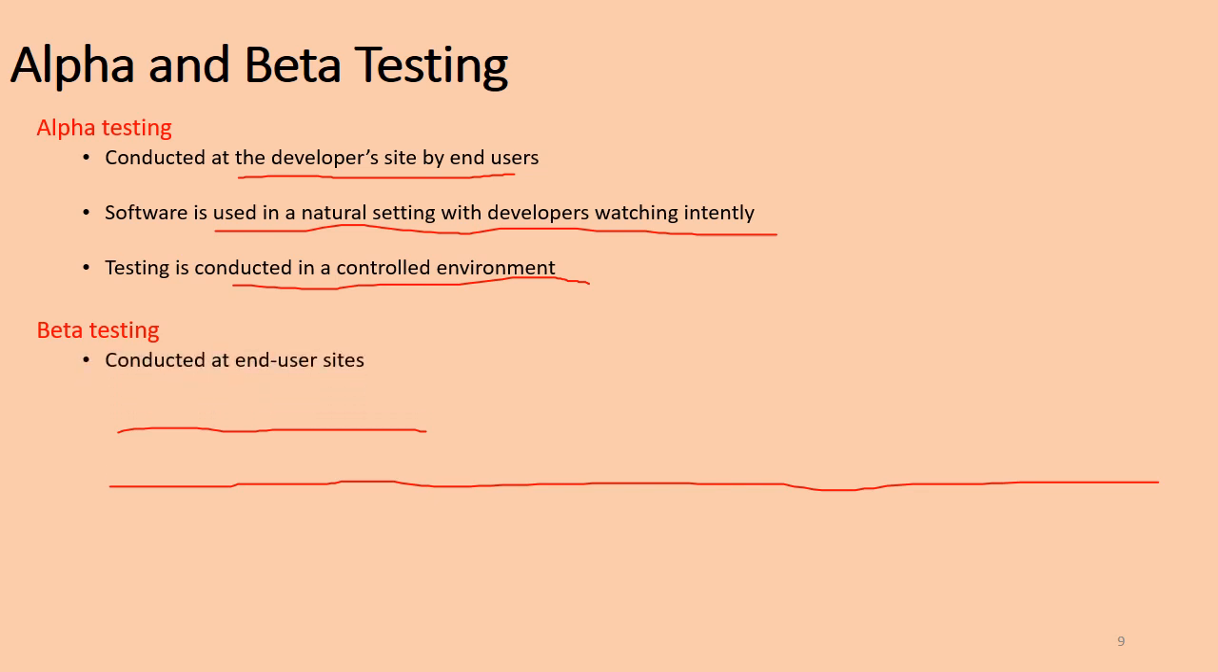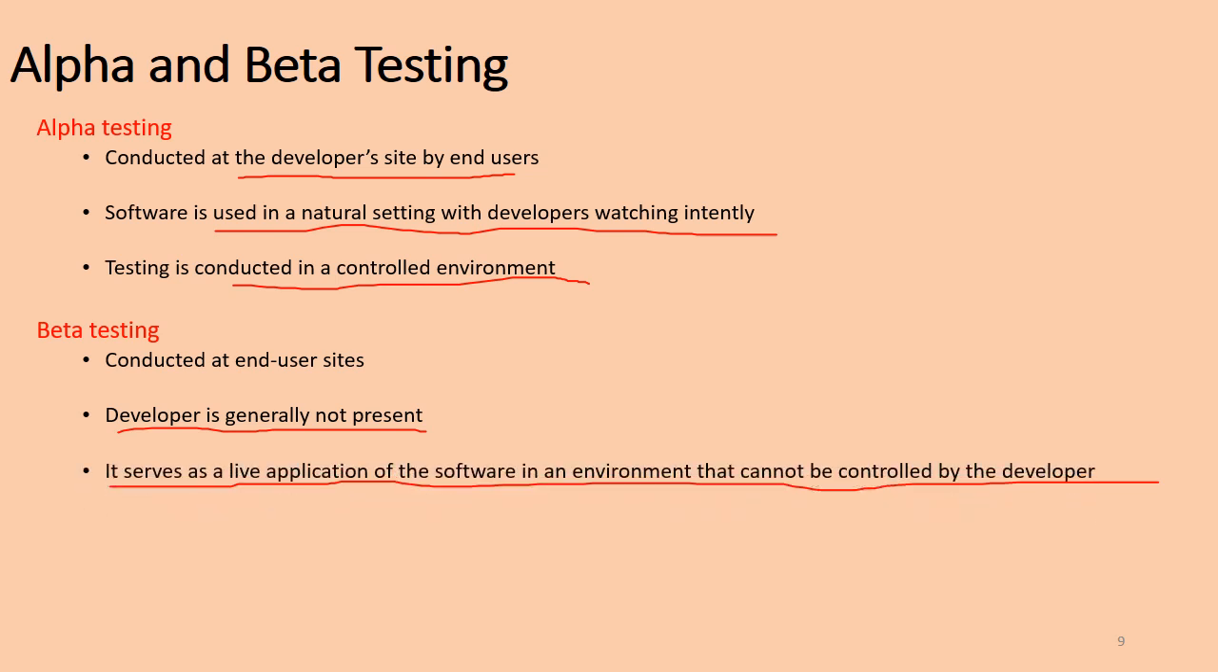End user sites means the customer, or the people to whom you will deliver your project. When you deliver the project to them, they will test again, and after performing a lot of tests, then only will they open it for everyone. So it is conducted at the end user side, and when this testing is performed, the developer is not present there. Also it serves as a live application of the software in an environment that cannot be controlled by the developer.